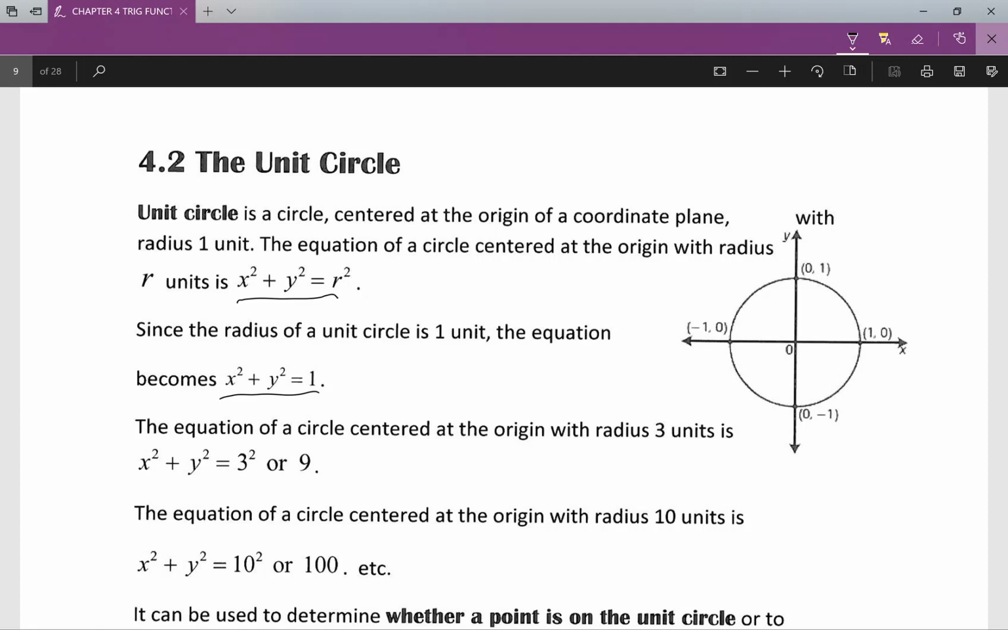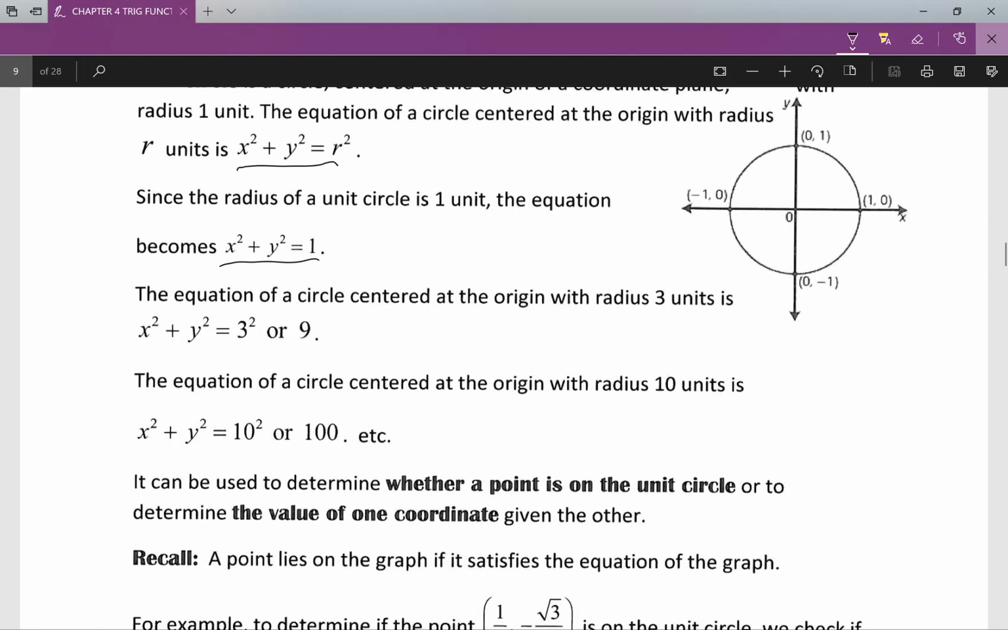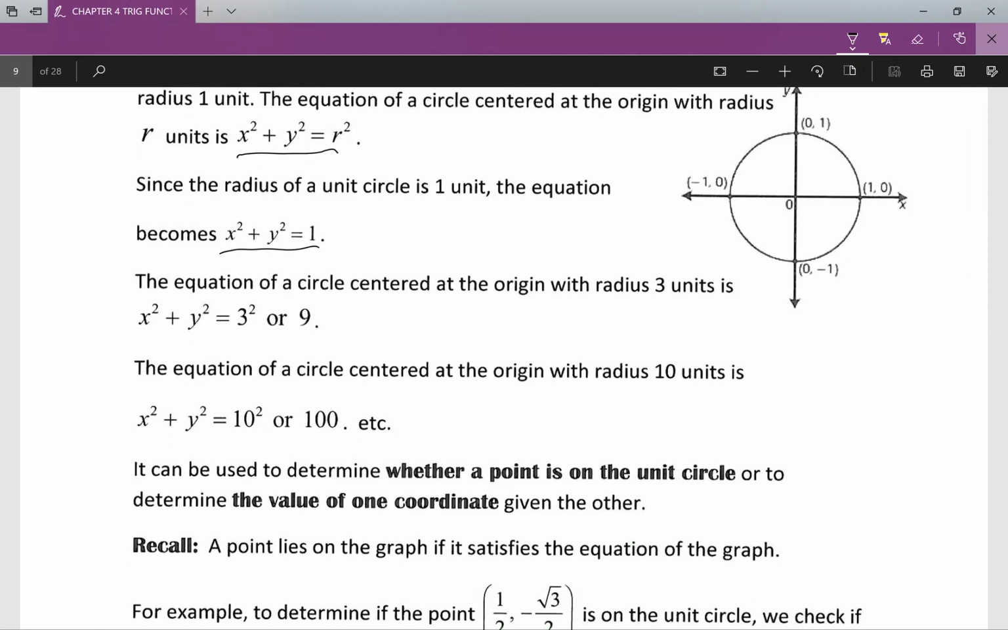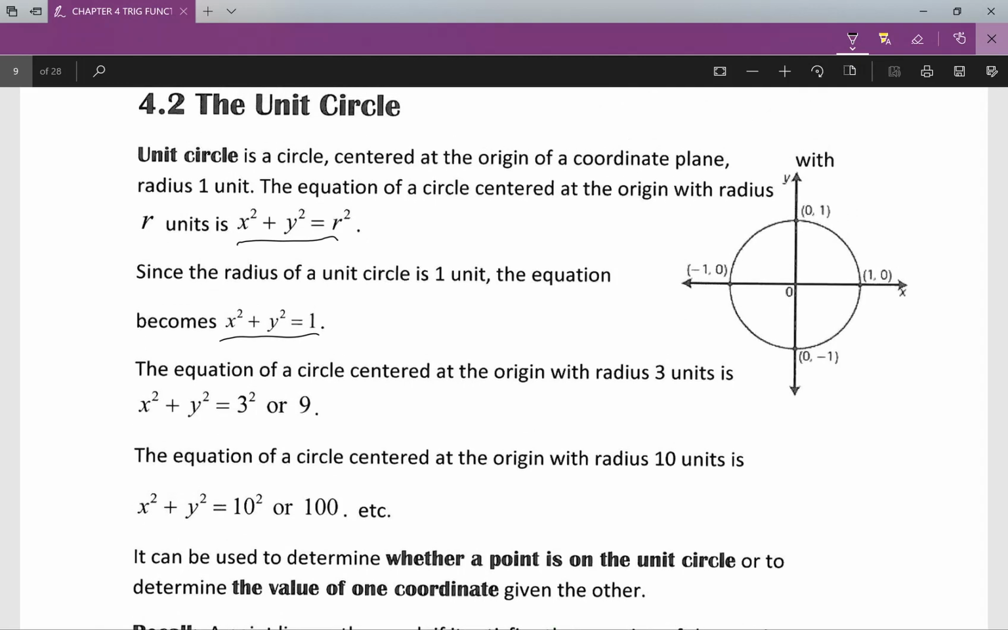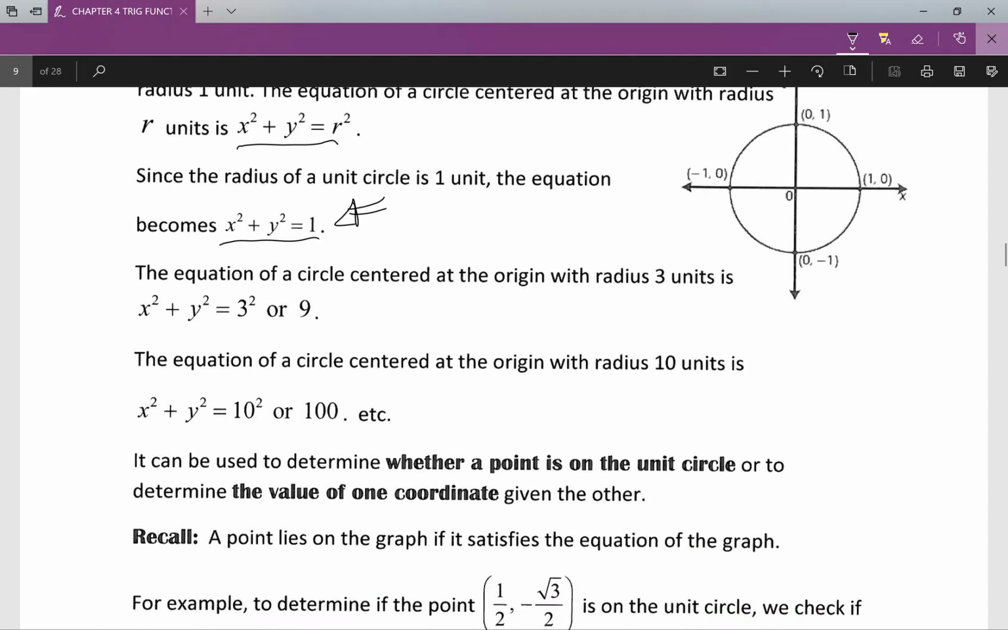For example, if we had a circle centered at the origin with radius 3, it would be x squared plus y squared equals 9. If it had radius 10, x squared plus y squared equals 10 squared. But the big one that we're going to be focusing on is this one right here, where the unit circle is x squared plus y squared equals 1.